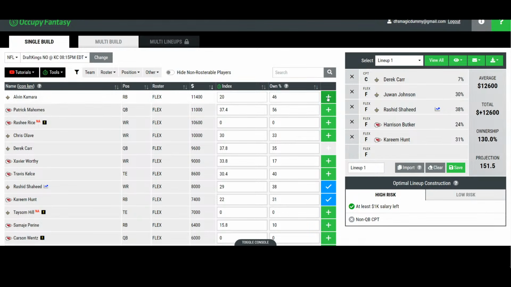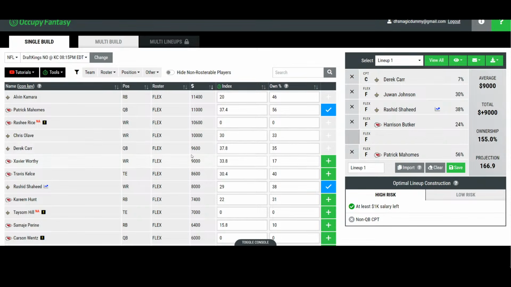Now, Kamara is interesting here because we don't have another pass catcher in the lineup, right? We're not going to play Mahomes by himself because how does Mahomes get the optimal lineup without a pass catcher with him? So this makes sense. But let's say we wanted Mahomes. We still don't have a low-owned option here.